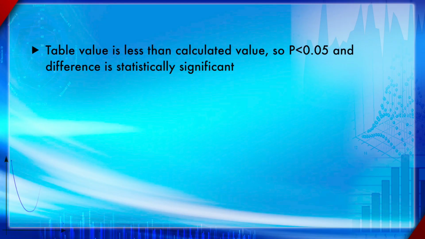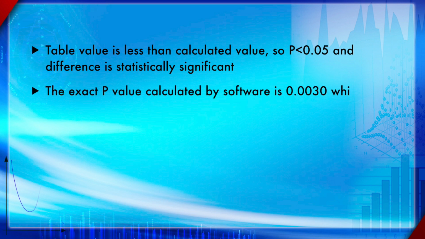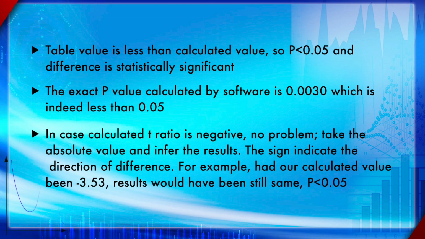We have seen that the table value is less than the calculated value, so p has to be less than 0.05 and the difference is statistically significant. The exact p-value calculated by the software is 0.0030, which is indeed less than 0.05. In case the calculated t ratio is negative, no problem. Take the absolute value of this result. The sign indicates just the directionality of the effect.